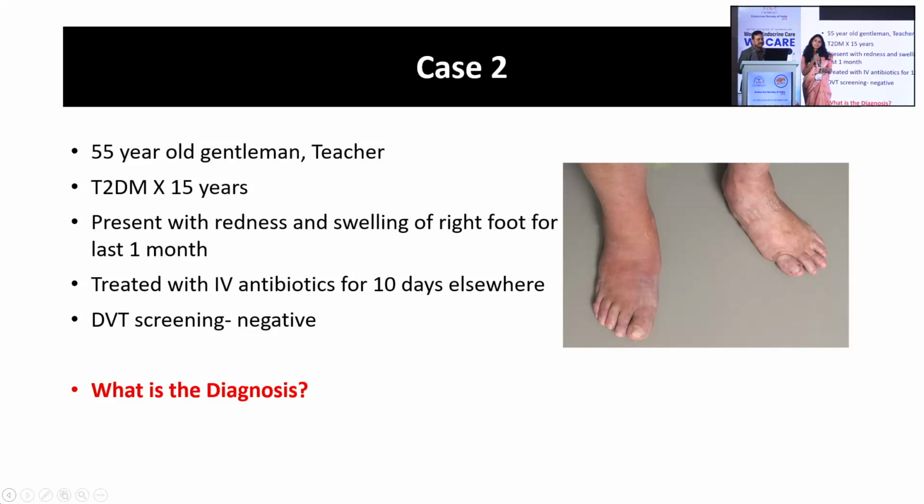The second case is a condition often missed both by the patient and the doctor, and we only see the chronic complication of it. This is a 55-year-old gentleman, a known diabetic for 15 years. He had redness and swelling, consulted locally, and was treated with antibiotics, but there was no relief of symptoms. A DVT screening was negative. So what is the diagnosis? I'll come to this diagnosis at the end of the session, and let's discuss it later.